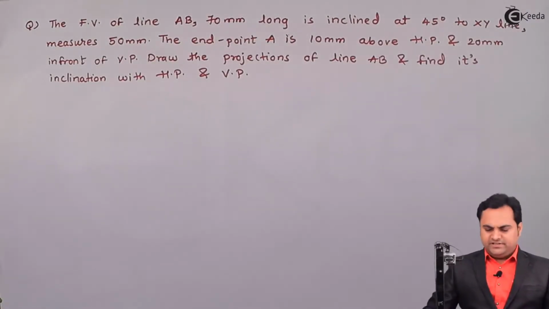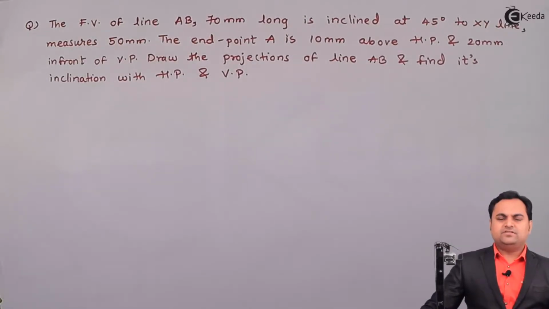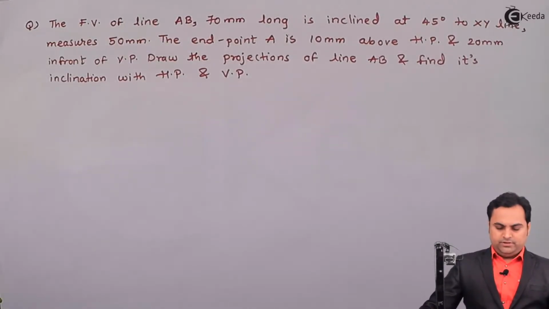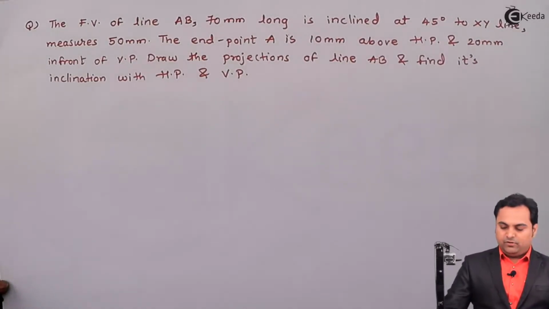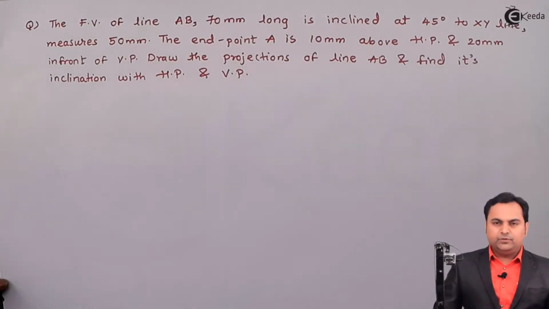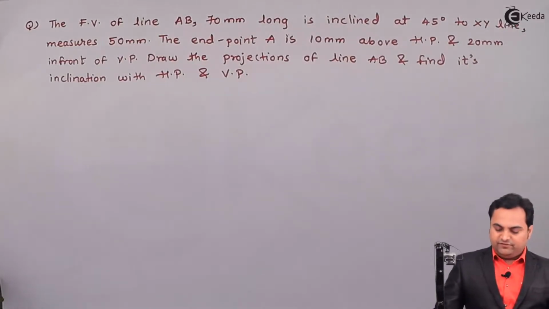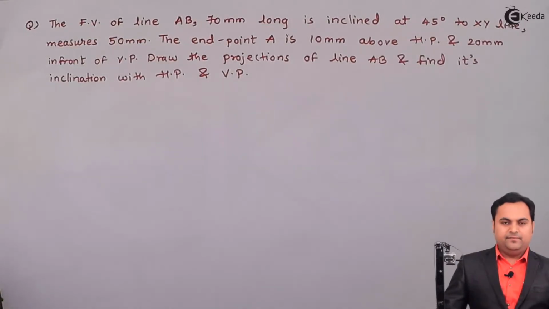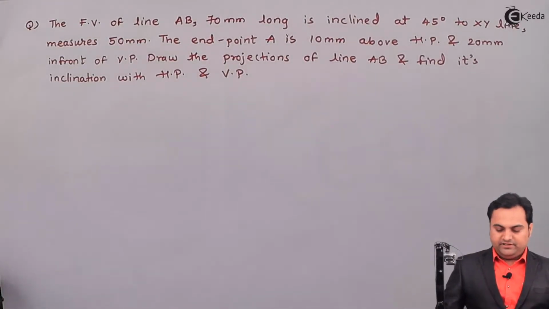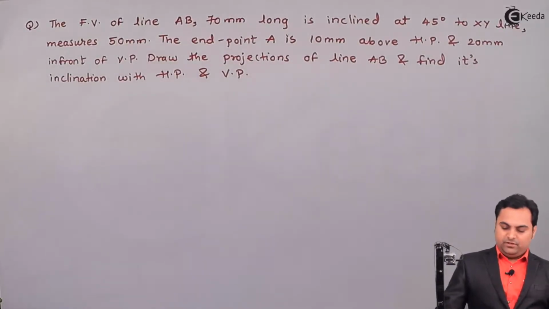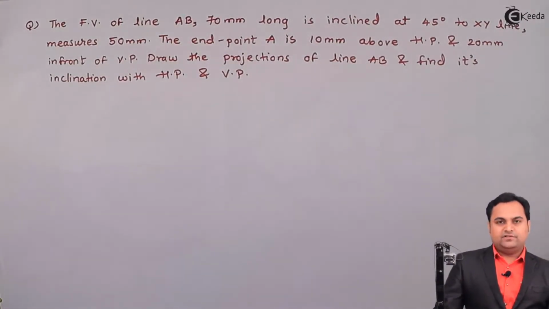Here in this video, we'll see a problem on projection of lines inclined to both the planes. Here is the question. The front view of line AB, 70 mm long, is inclined at 45 degree to XY line, measures 50 mm. The endpoint A is 10 mm above HP and 20 mm in front of VP. Draw the projections of the line AB and find its inclination with HP and VP. So this is the question in front of us.